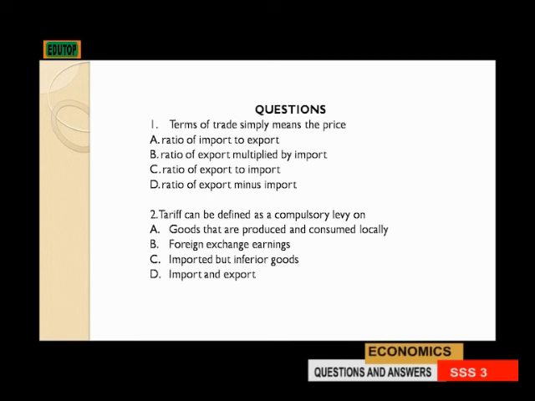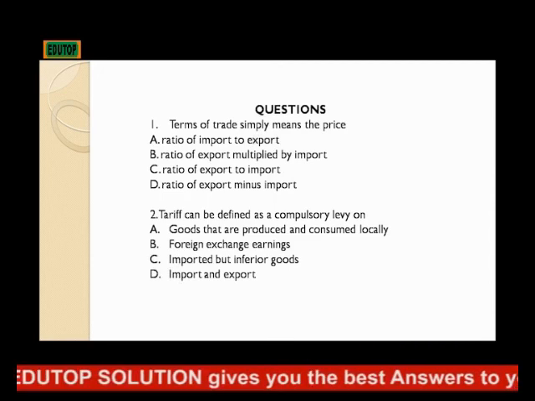Question 2. Tariff can be defined as a compulsory levy on dash. A. Goods that are produced and consumed locally. B. Foreign exchange ends. C. Imported but inferior goods. D. Imports and exports.